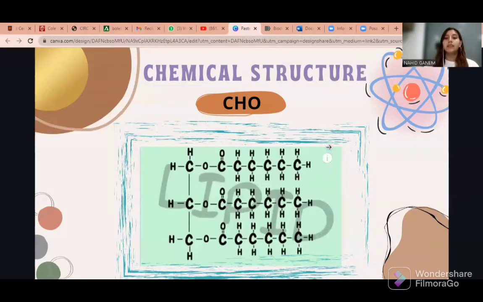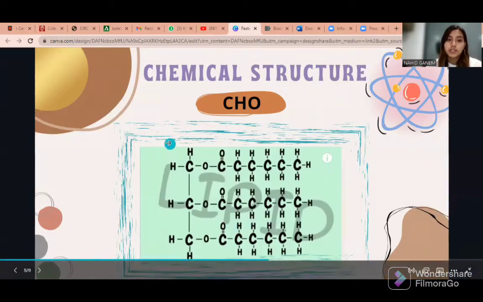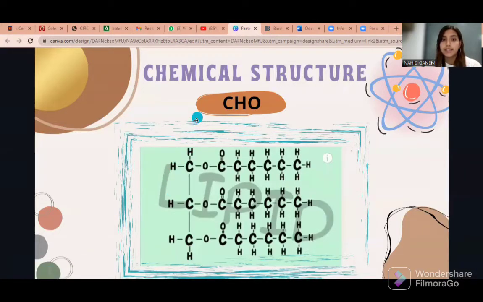Hi, my name is Najima Rodriguez, and today I'm going to explain the chemical structure of the lipids. As you can see in the image, this is the chemical structure. The chemical structure contains carbons, hydrogens, and oxygens. In some cases it contains phosphorus, nitrogen, sulfurs, and others.